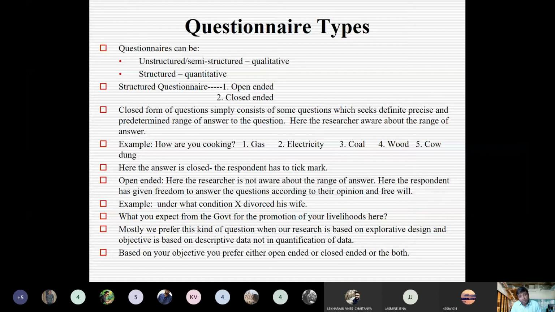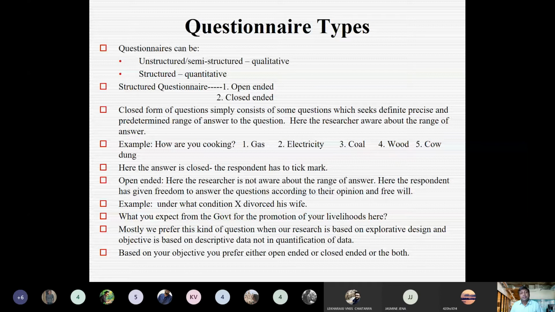Suppose I am looking into marriage and divorce as my research domain, and I want to collect information from some of the people who have divorced their wife. Then I don't know the reason. I might assume some reasons, but that might not be the reason. The reason might be something different.